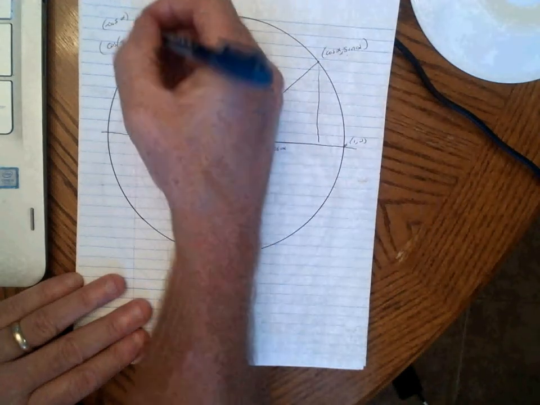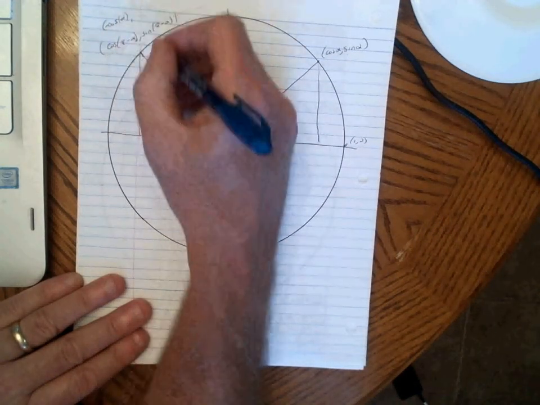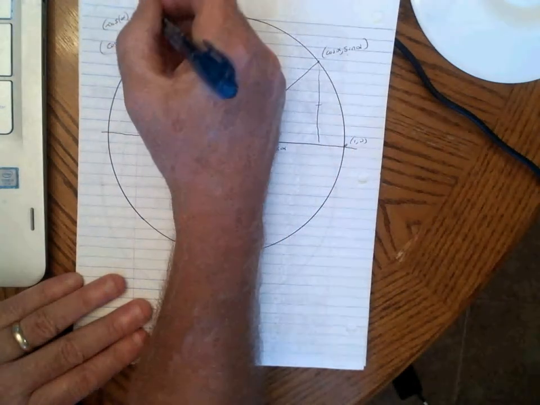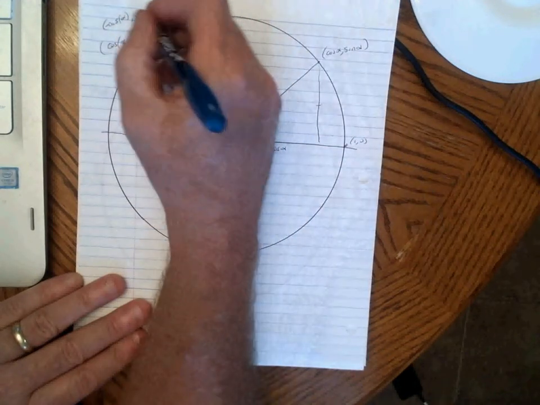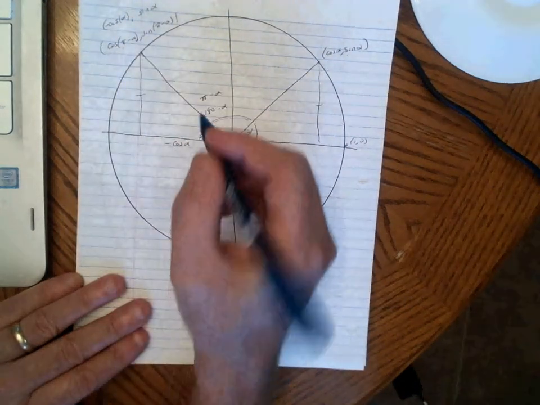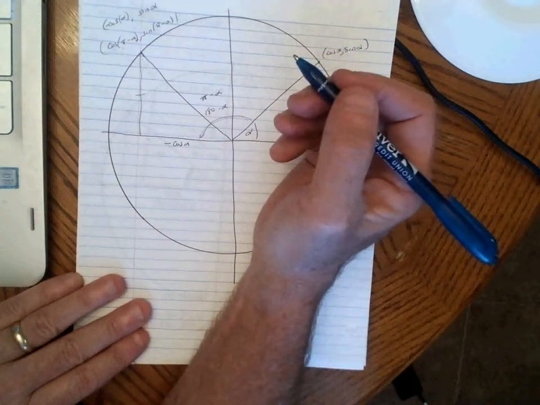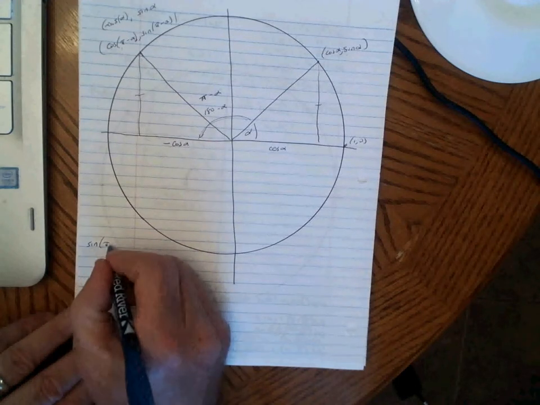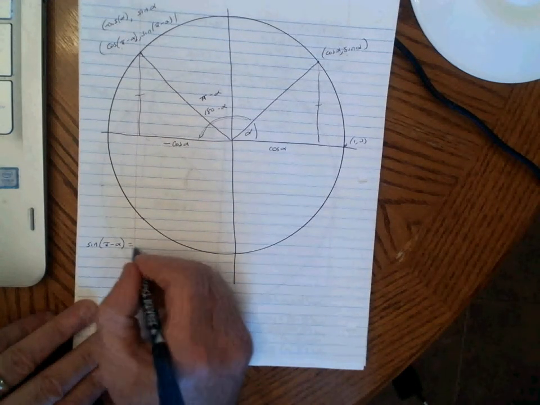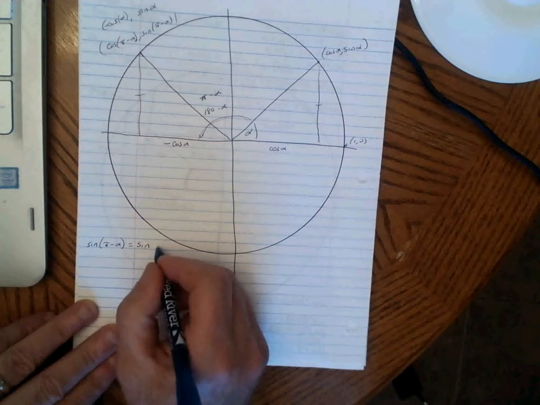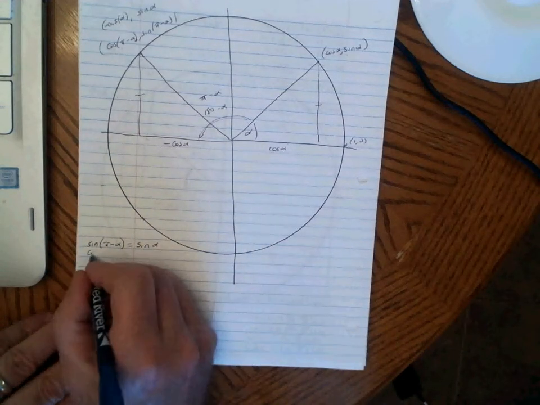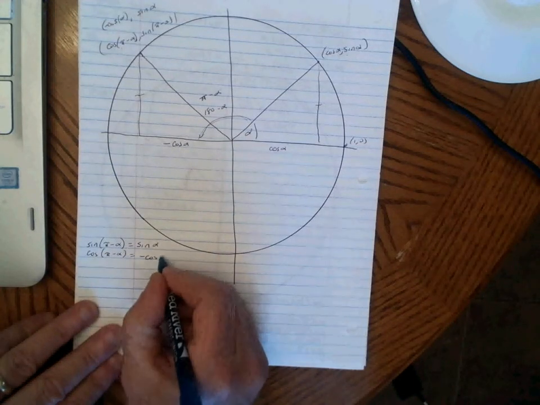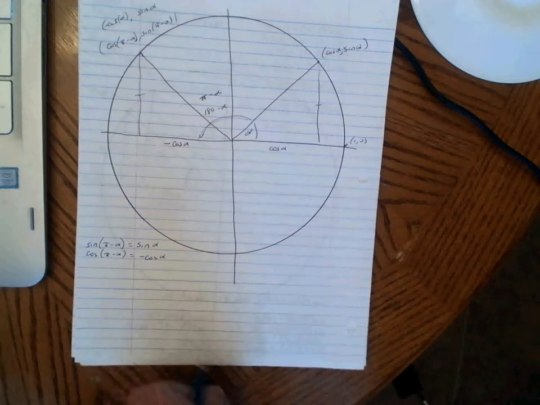And the sine of pi minus alpha is the same as sine alpha, because these two are congruent, they're both positive. So here we would say sine pi minus alpha, or 180 minus alpha, is equal to sine alpha, and cosine pi minus alpha is equal to negative cosine alpha.